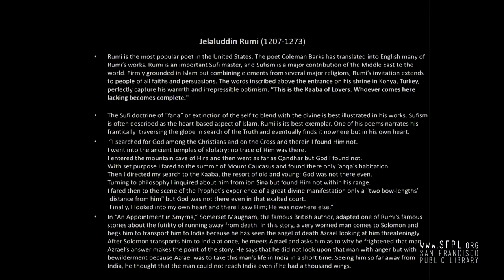It is on the next slide. And before I read that slide with you, and this last one here, the famous British author Somerset Maugham, he adapted one of the stories of Rumi, and it is called An Appointment in Smyrna. The original story is Rumi's, centuries before Somerset Maugham. And the story is about fate, that you can't run away from death. And there is a certain comfort that comes to you if you believe that there's a moment when you are going to be no more.